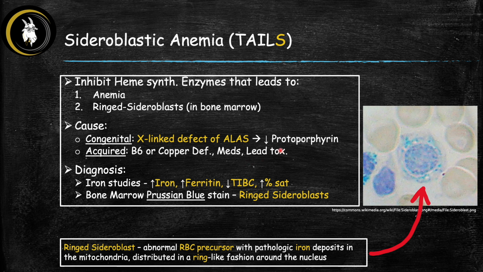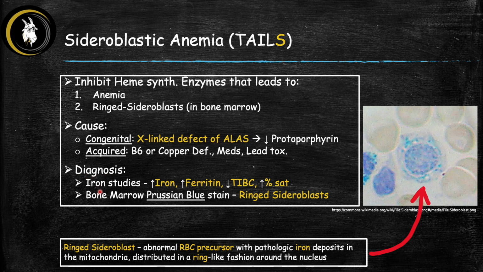Even though we're talking about lead toxicity in the upcoming slides as a separate pathology and part of the TALES mnemonic, at the end of the day, it's just another process that's inhibiting heme synthesis enzymes, so it's going to also cause anemia and the formation of ring sideroblasts just by inhibiting different enzymes than the congenital form, which is what we're talking about here. For USMLE, most of the time, if they just say sideroblastic anemia and don't give you any specifics, they're most likely just talking about the congenital X-linked defect of ALAS.